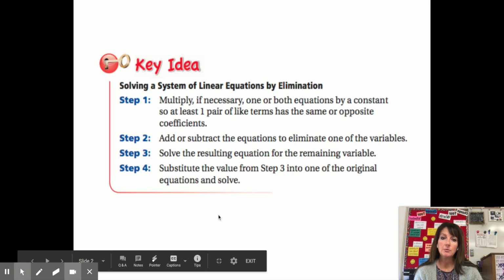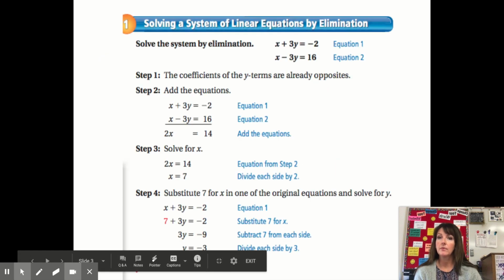Step two, add or subtract the equations to eliminate one of the variables. Step three, solve the resulting equation for the remaining variable. And then step four, substitute the value from step three into one of the original equations and solve. So remember, we're looking for the x and the y. I would also like to add that you would definitely want to check your work.